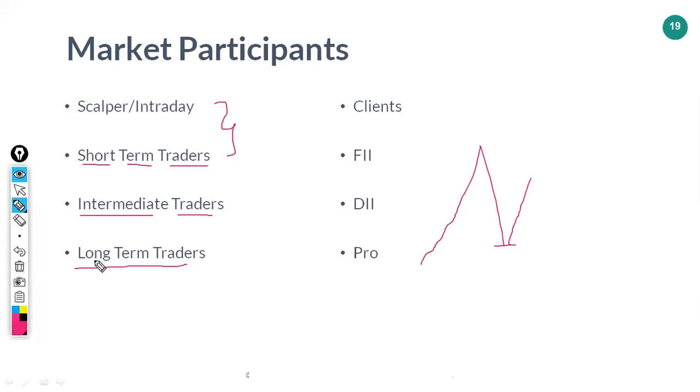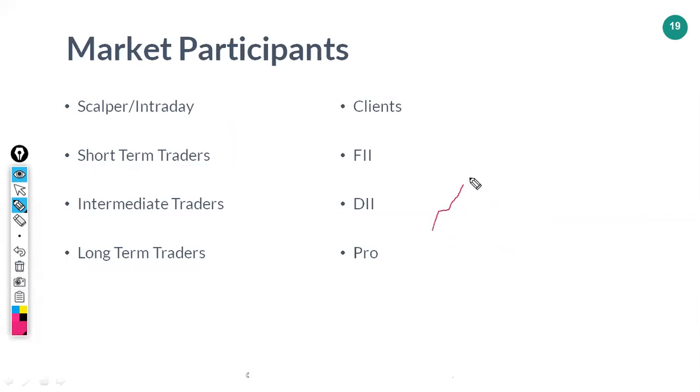Long-term traders will not be actively involved unless there is some sort of event happening. Post the event or during the event, they come and accumulate. Something like this happened with Infosys. Infosys was going in an uptrend, and in a bear market for some time, and Vishal Sikka, the CEO of the company, resigned, and there was a big crash. There was a 10% crash.